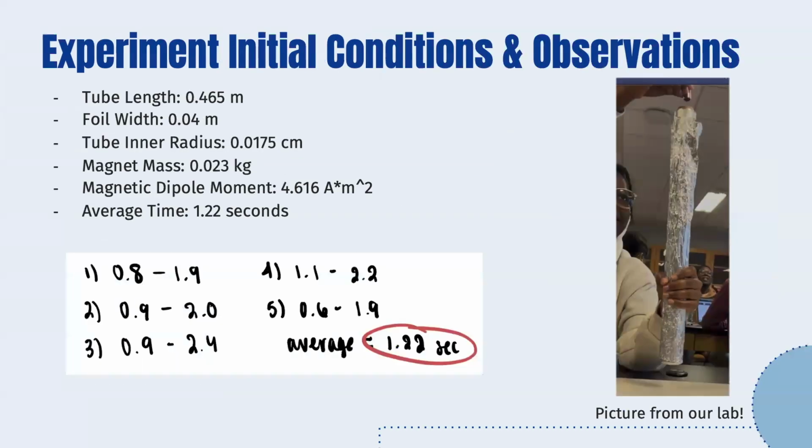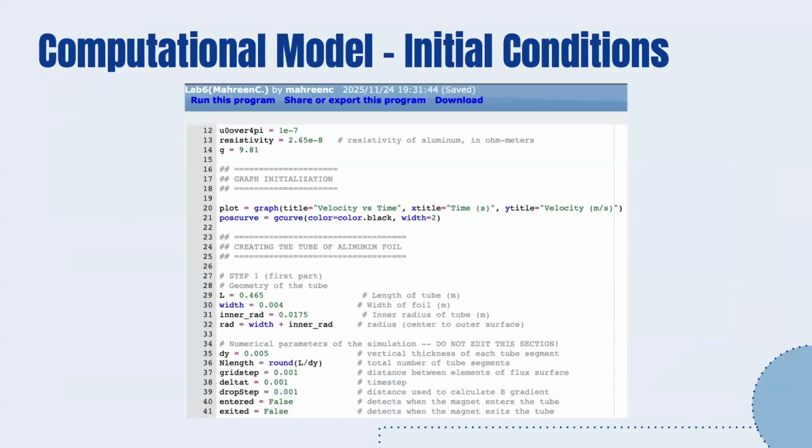On the left, I have listed the dimensions and properties of the aluminum tube and the bar magnet that I've used in my experiment, and at the bottom I displayed the changing times for the bar magnet to enter and then leave the tube for 5 different trials. Here's a picture on the right of our experiment. Now it's time for the computational model.